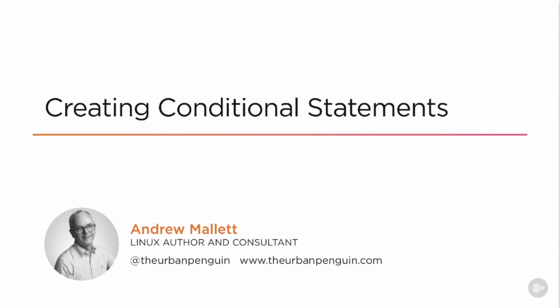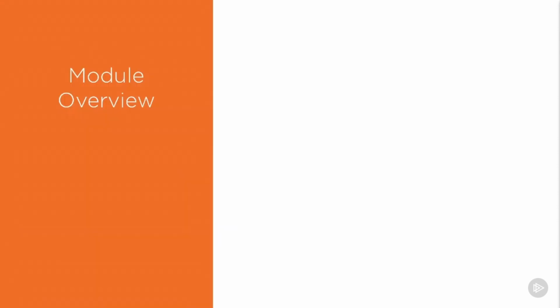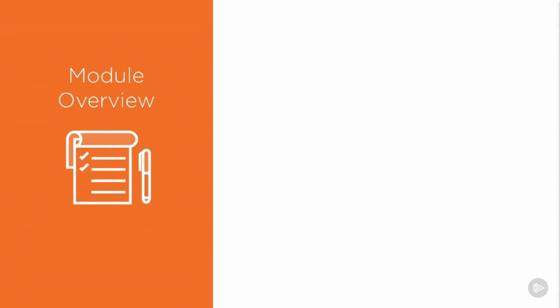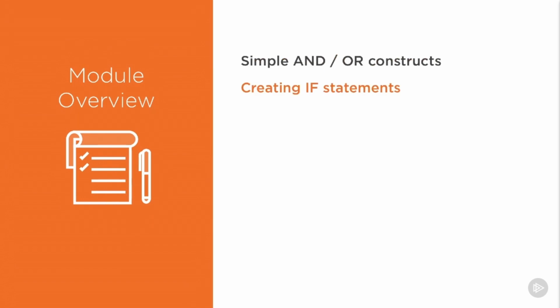We'll be looking at building conditional statements within our BASH or Z shell, and it doesn't matter which shell that we're using for this module. As we work our way through this, we're going to be taking a look at how we can build simple constructs, and we can use the AND or the OR operator for that. Once we've looked at that, we can then extend into creating if statements where we're able to create far more complex scenarios. With that done, we can look at how we can test for arithmetic evaluations.